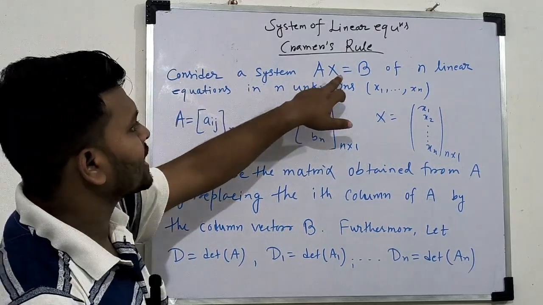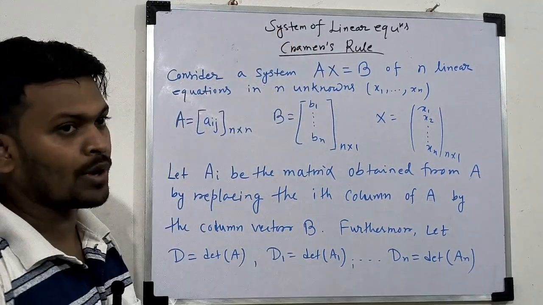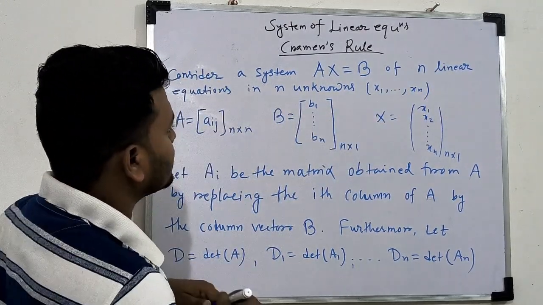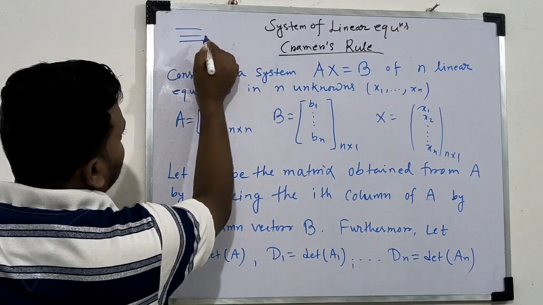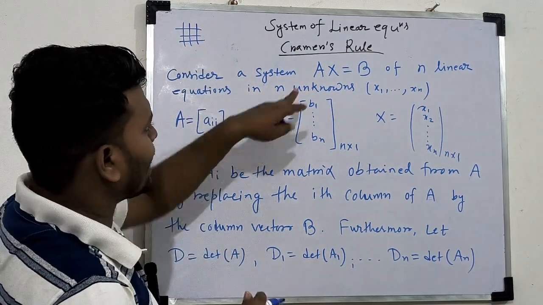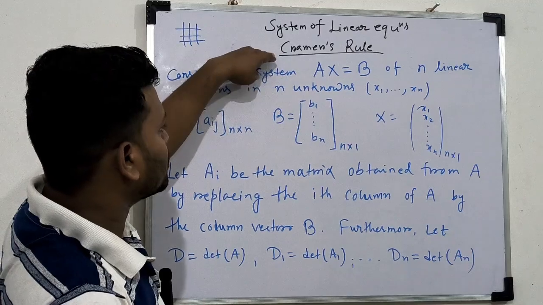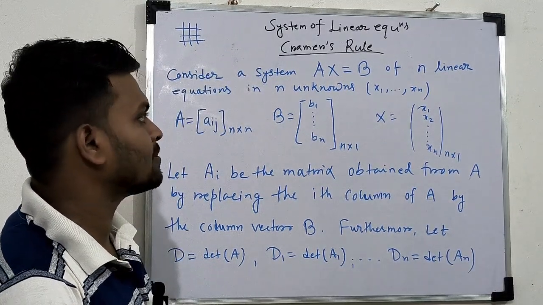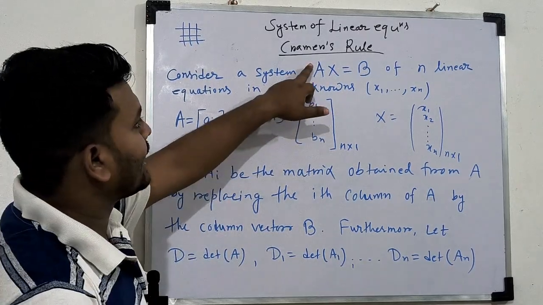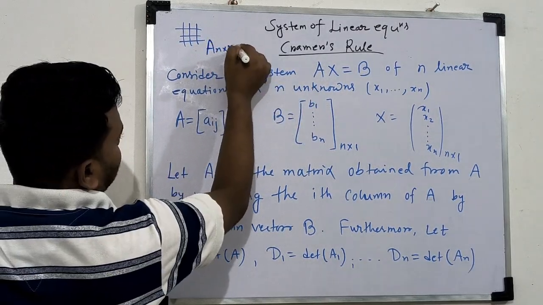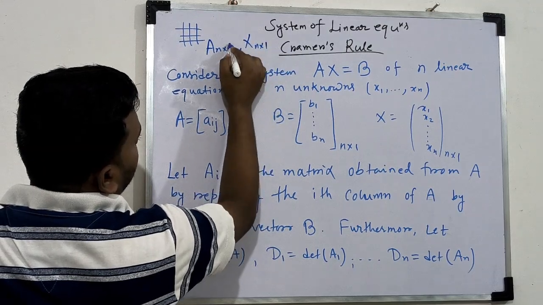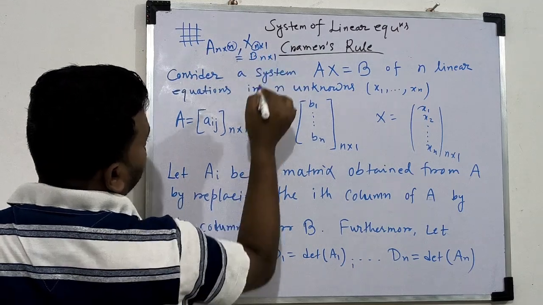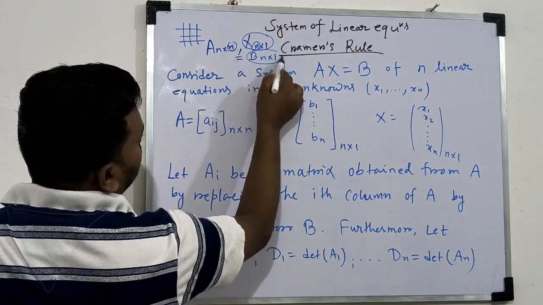Let us consider a system Ax = b, where A is a square matrix. Whenever the system has n linear equations in n unknowns, we can apply Cramer's rule, because in this rule we have to find a determinant, and a determinant only exists if the matrix is square. Here A is the square matrix n cross n, x is n cross 1, and multiplying we get the b matrix, which is n cross 1. So this is a column matrix and this is also a column matrix.